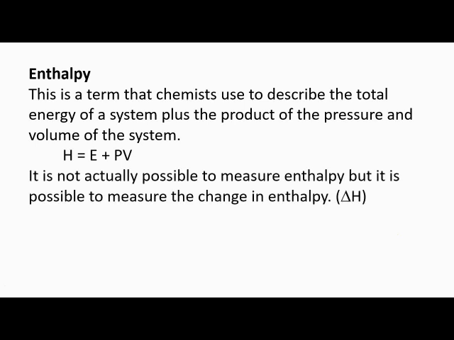Now, we run into some issues with trying to figure out the absolute value for the enthalpy of the system. It's actually not possible to do that, and it doesn't really give us any useful information. So what we do instead is we use a term called the change in enthalpy. And this is used far more often, and it's far more useful to us in most cases. So we use delta H to represent the change in enthalpy.